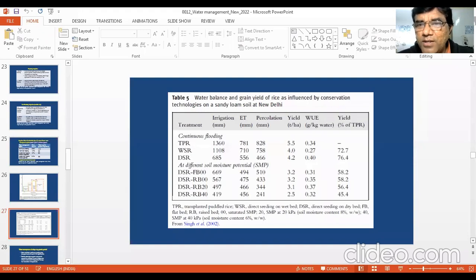But if you see the water use efficiency, it was highest in DSR, 0.4 gram per kg water. And WSR, it was 0.27. And in TPR, it was 0.34. So this is how water productivity or water use efficiency varies. If you see the yield in wet seeded rice, you got 72% or 73% of the transplanted rice. Or similarly in DSR, meaning is that you are getting lesser yields if your input of water is less.